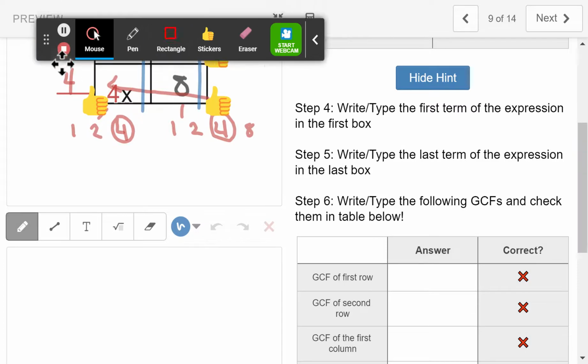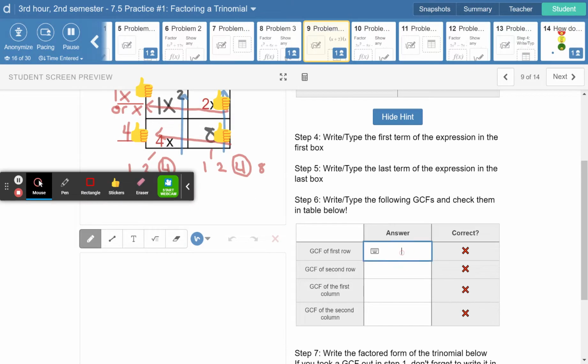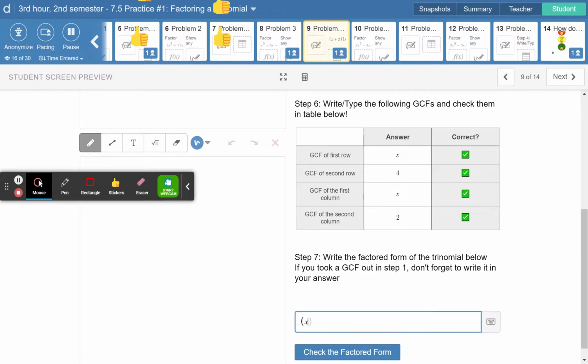So let's check this. So we have the x, we have the 4, we have the x, and then we have the 2. And then just put the outside inside parentheses. And you'll get the correct answer.